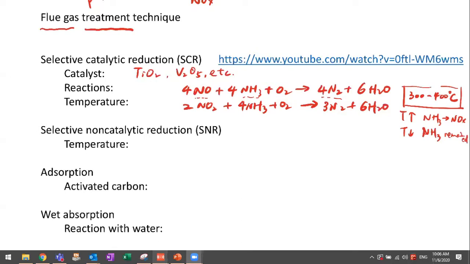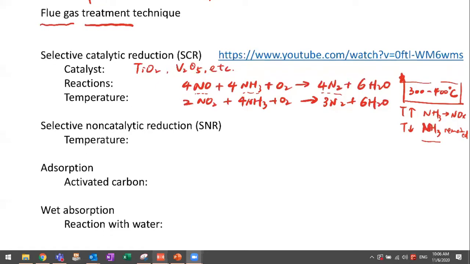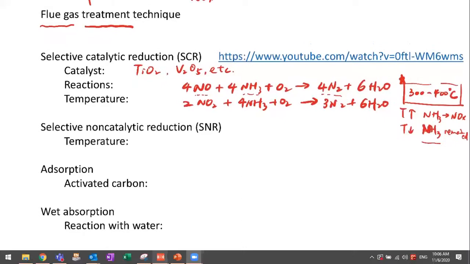Okay. And we mentioned that ammonia is a toxic gas, so we cannot let this happen. That's why we have to precisely control this temperature here. Right, so I think this is where we got in our last class.